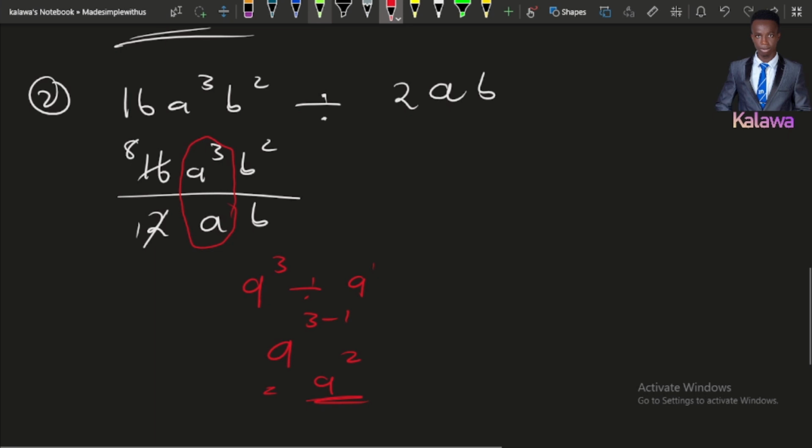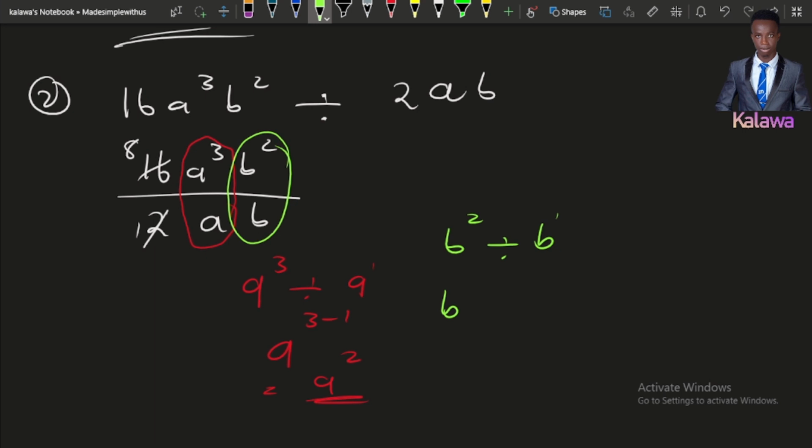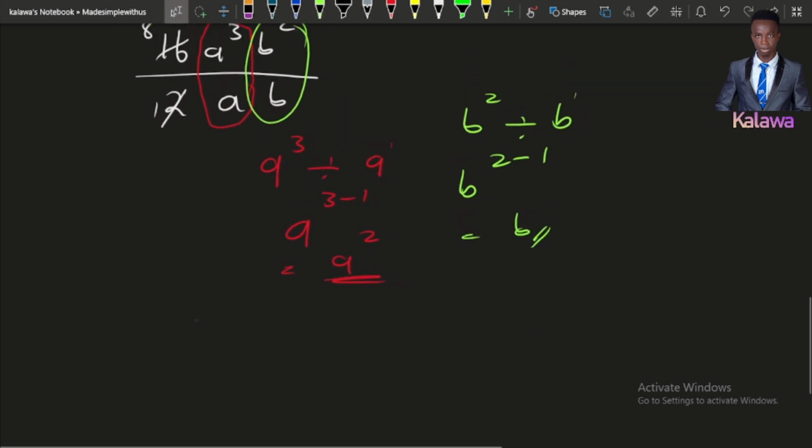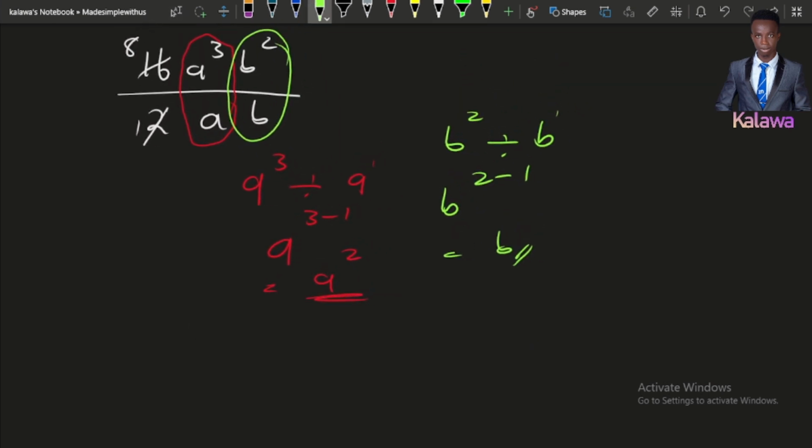We also take the b. We have here b square, and this is the division sign. Remember, there is always power 1 here. So what we do again, we take one of the bases and then we subtract the powers. So this is 2 minus 1, so we are left with just b. So the final answer now could be, remember we have dealt with the constant, 2 divided into 16. So we have 8 a square b. So this is the final answer.